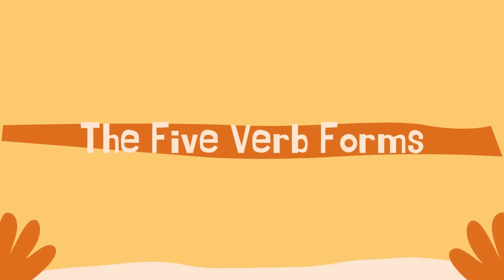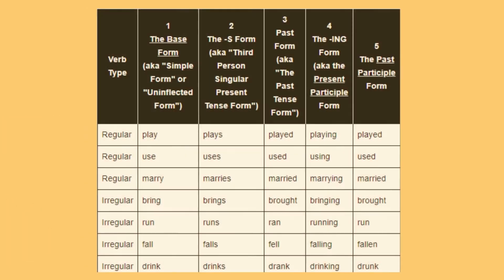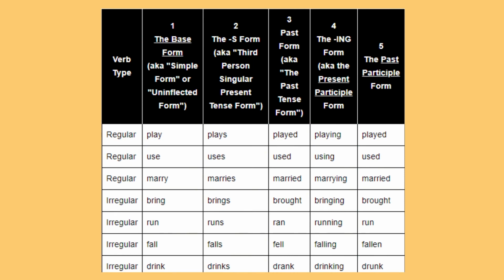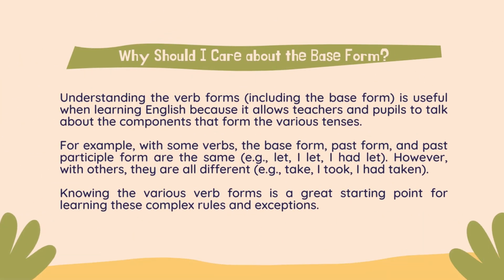The 5 verb forms. The table below shows the 5 verb forms in English. Why should I care about the base form? Understanding the verb forms, including the base form, is useful when learning English because it allows teachers and pupils to talk about the components that form the various tenses. For example, with some verbs, the base form, past form, and past participle form are the same. However, with others, they are all different. Knowing the various verb forms is a great starting point for learning these complex rules and exceptions.